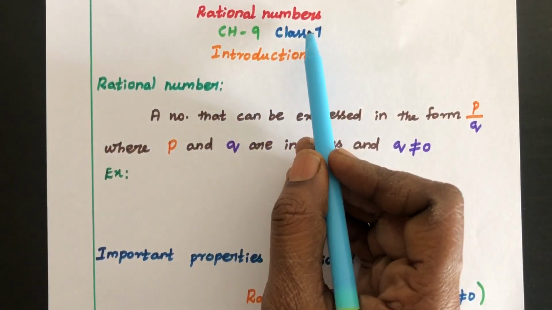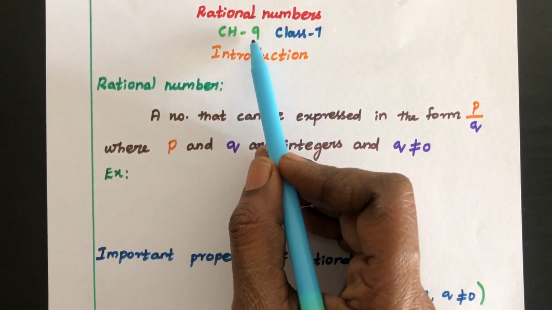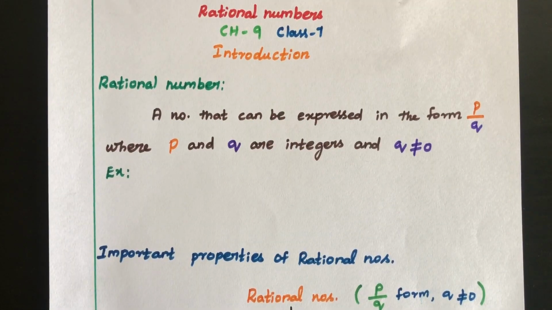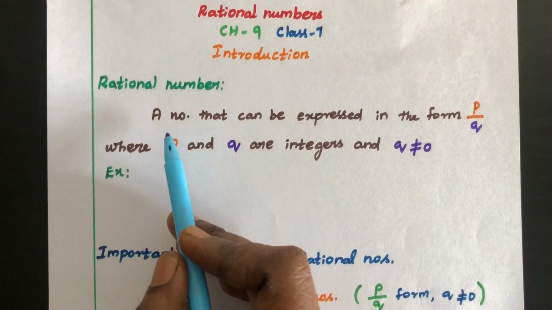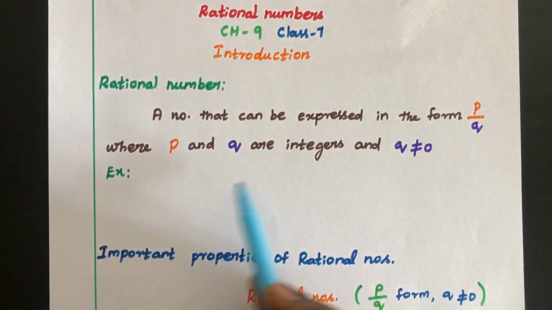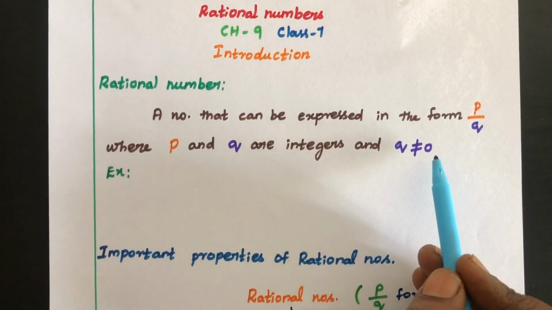Today we are going to learn rational numbers, chapter 9 for class 7. It is an introduction video. What are rational numbers? A number that can be expressed in the form p by q, where p and q are integers and q is not equal to 0.